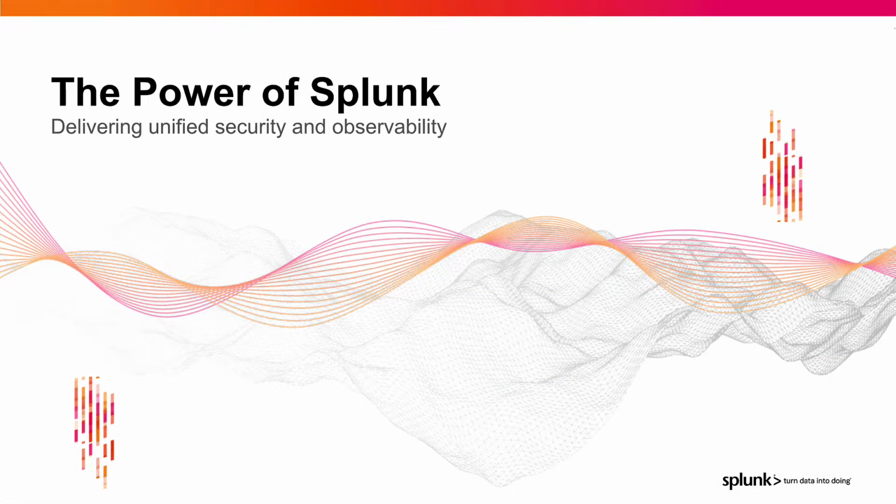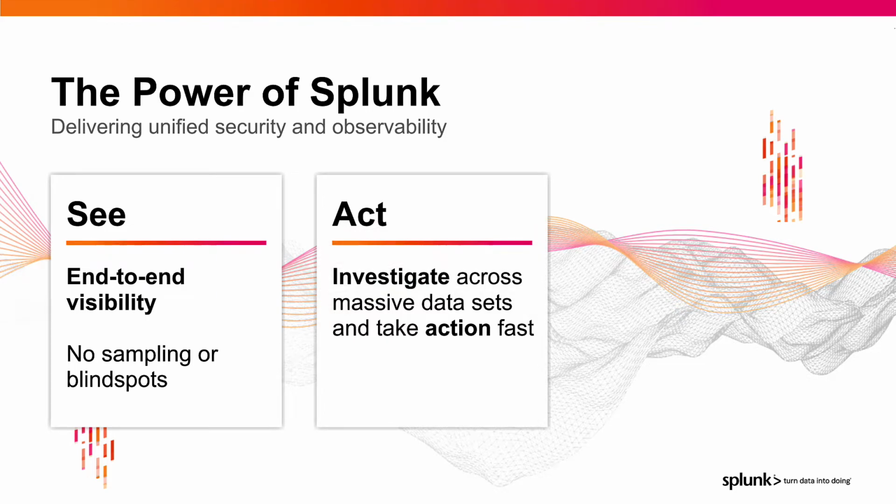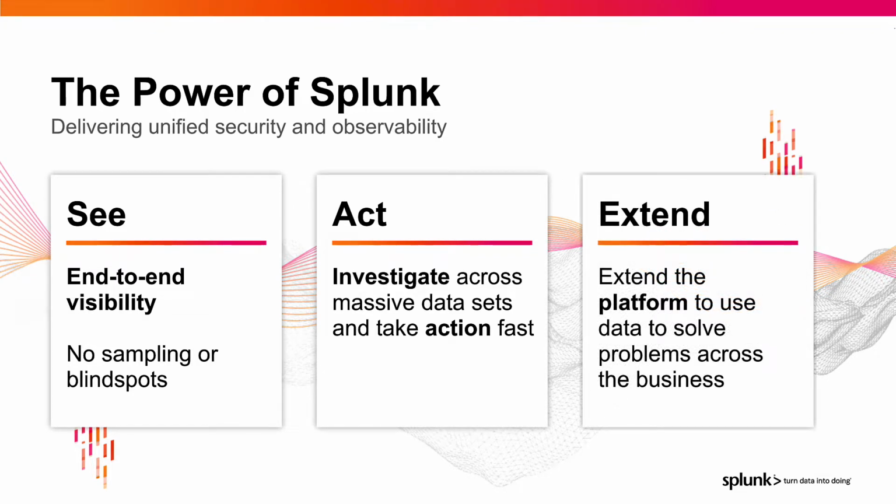So what makes Splunk different? Splunk is focused on giving you end-to-end visibility across all of your data. With Splunk, there is no data sampling or blind spots. Only Splunk enables you to see across any data source, at any scale, in near real time. But you need more than complete visibility. You need to be able to act quickly on threats, performance issues, or any other obstacle, with human support, or increasingly artificial intelligence and machine learning. And with Splunk, the same platform that keeps your system secure and resilient can be extended to solve for a variety of custom use cases.